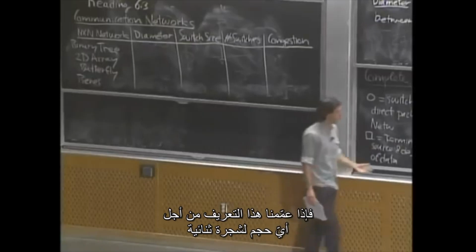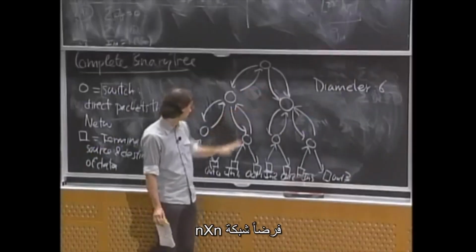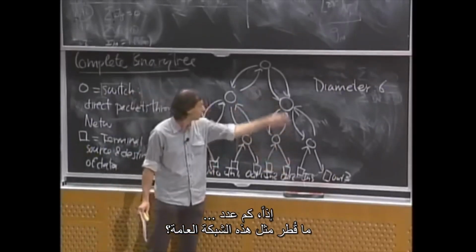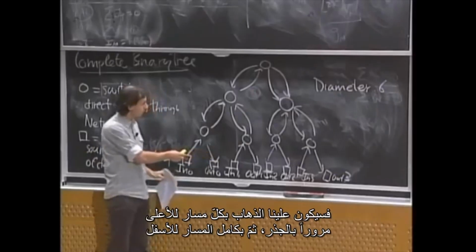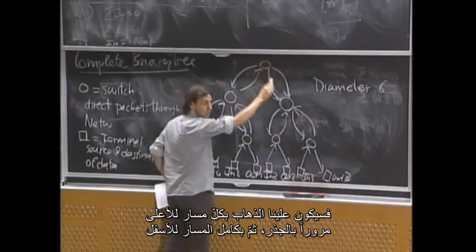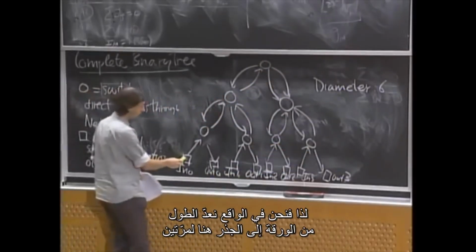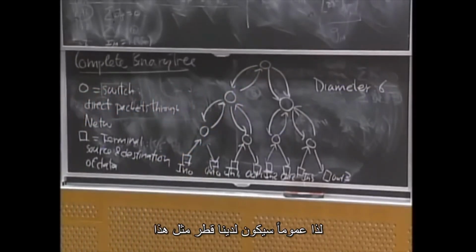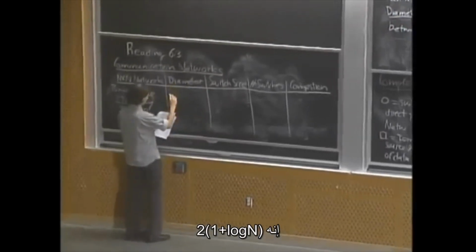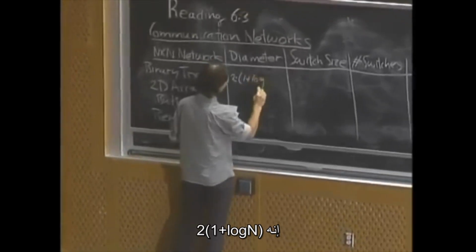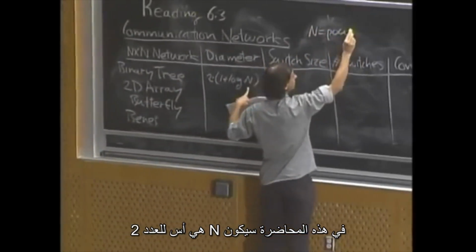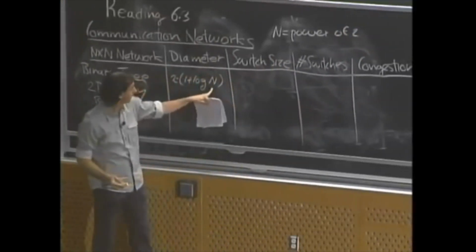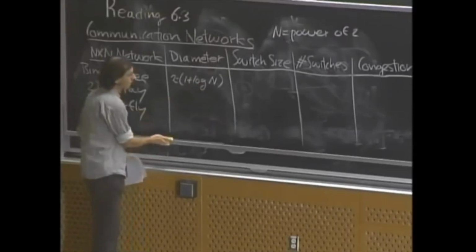So if you generalize this for any size binary tree, say an n times n network, what's the diameter of such a general network? Well, if we have n inputs and n outputs, we have to go all the way up towards the root and all the way down. So we actually count the length of a leaf to the root twice. So in general, we have a diameter that looks like this. It's 2 times 1 plus the logarithm of n. In this lecture, n is going to be a power of 2, just to make calculations simple. And the logarithm is always to the base 2. So this is the diameter of a general binary tree.